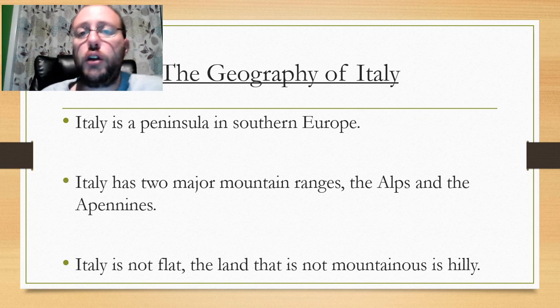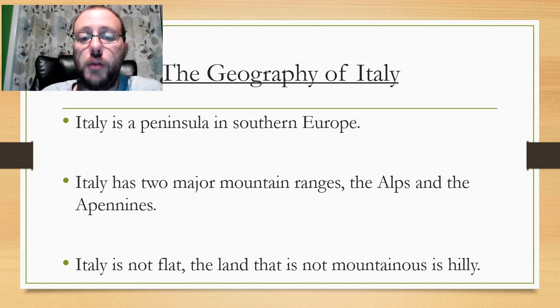Now, a little bit about the geography of Italy. One, it's a peninsula in southern Europe. It is probably one of the most well-known peninsulas in the world. And if you remember from last year in geography, a peninsula is surrounded on three sides by water. Florida is another example of a peninsula.